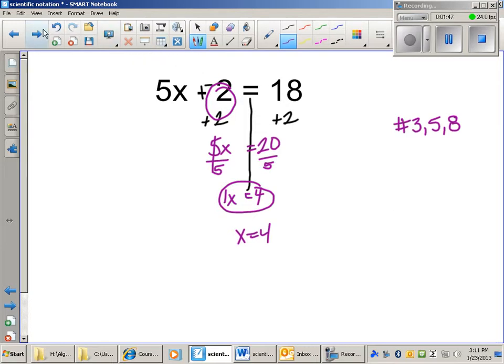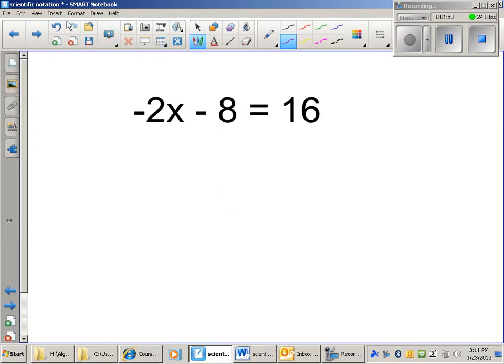So here's another one. -2x minus 8 is equal to 16. So this one's a little different because my coefficient, which is the number that's next to x, is negative instead of positive. But I'm going to start off the same way. Drawing a balance line, changing my minus signs to plus negative. So I don't have to worry about, is it a minus sign? Is it a negative sign? I know what it is.